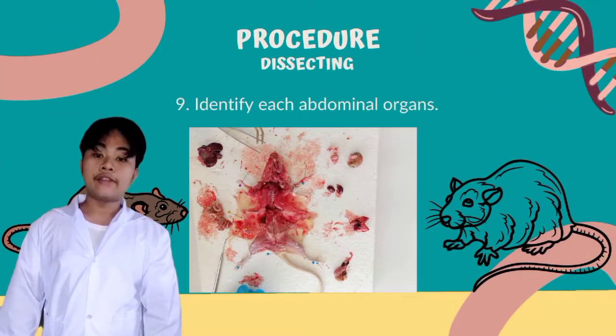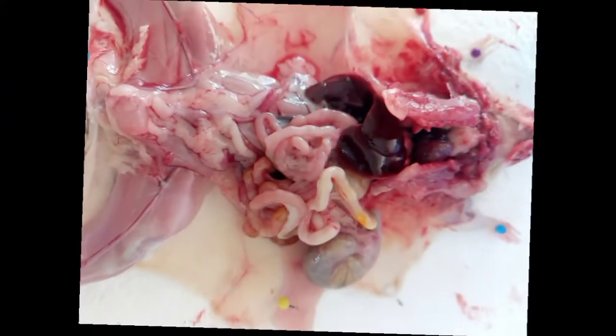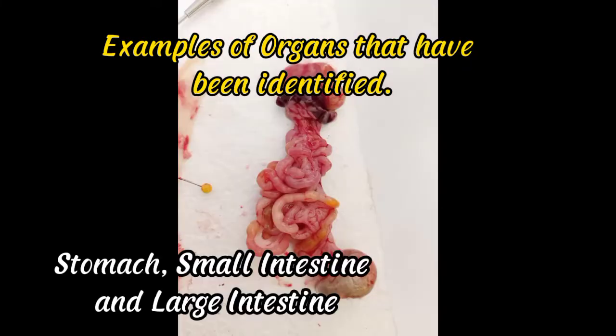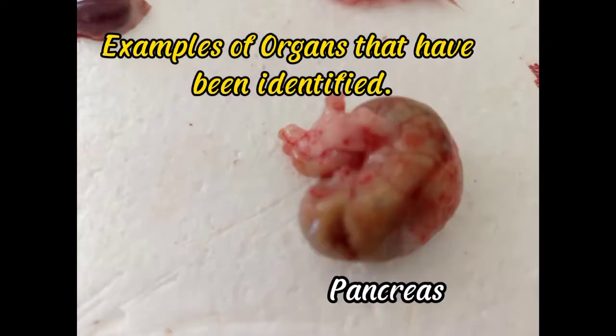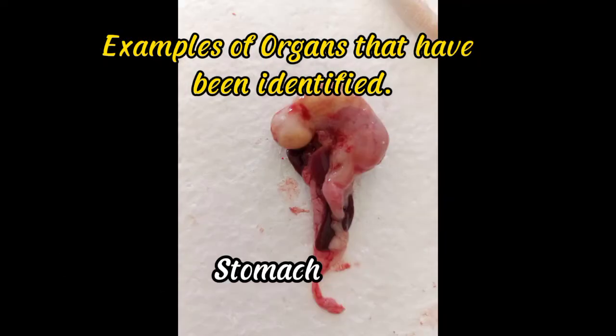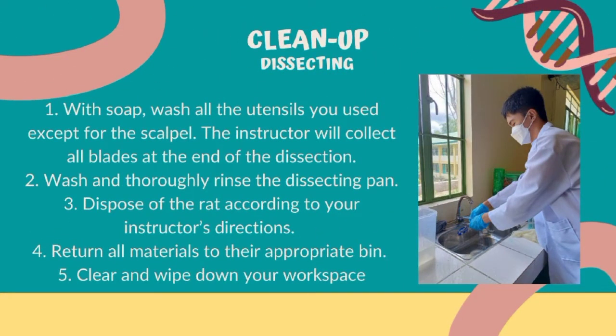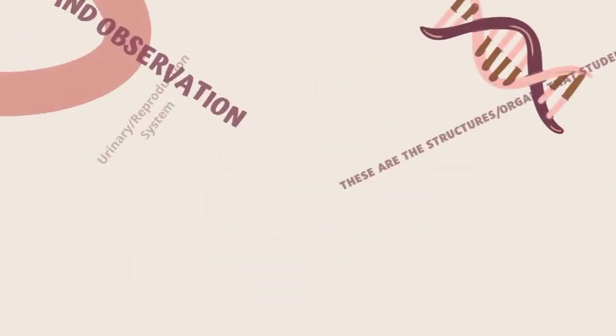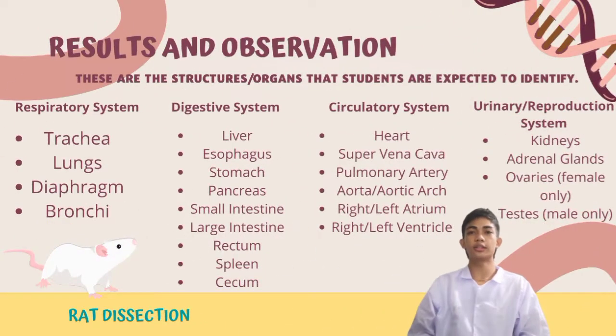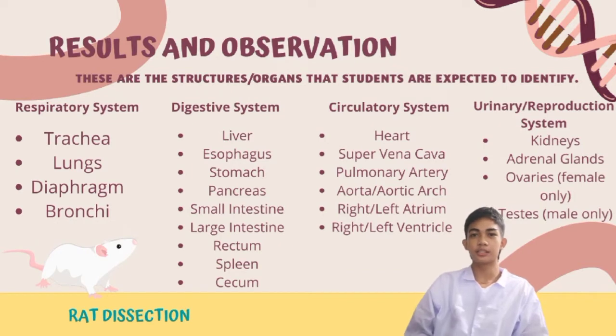Number 9. Identify each abdominal organ. Results and observation. These are the structures or organs. For the respiratory system, we have trachea, lungs, diaphragm, bronchi.